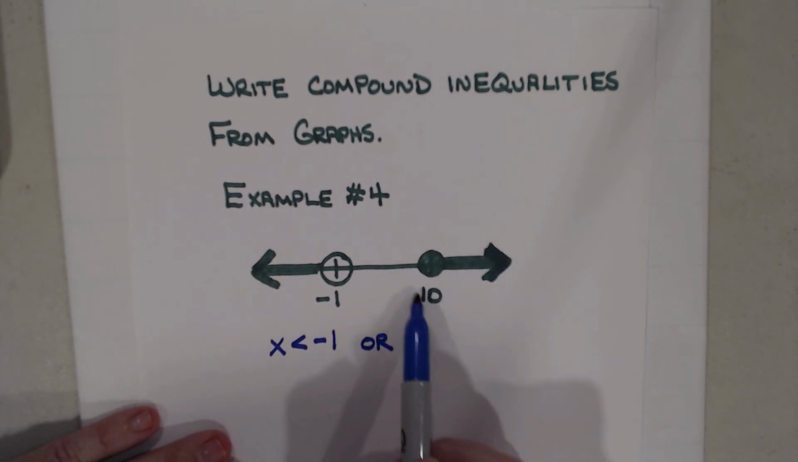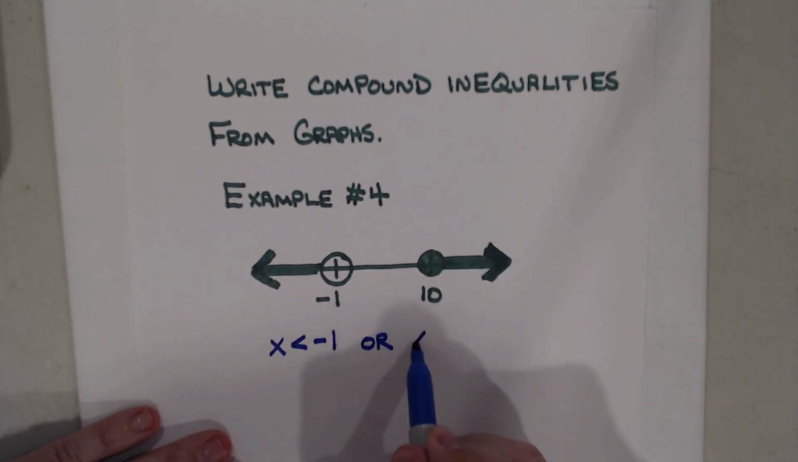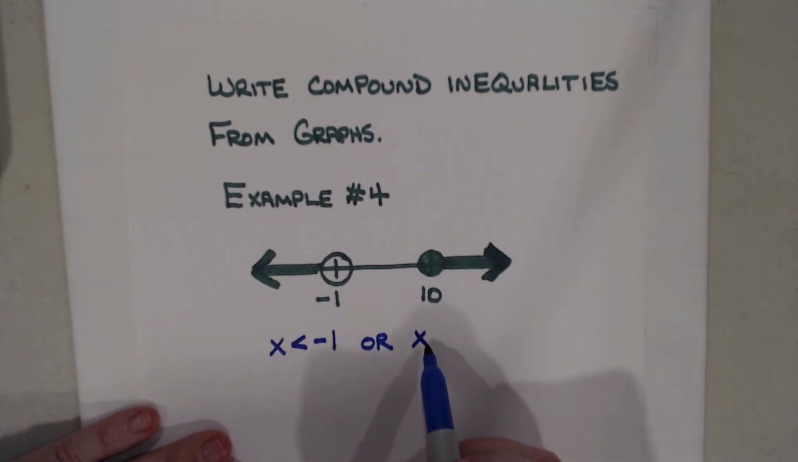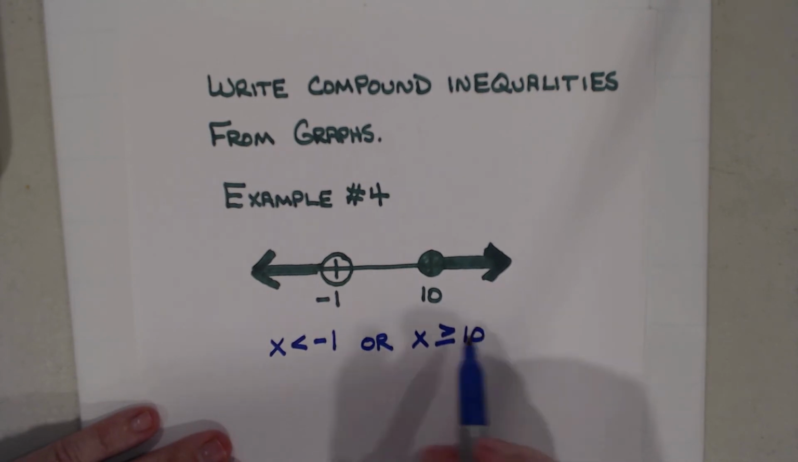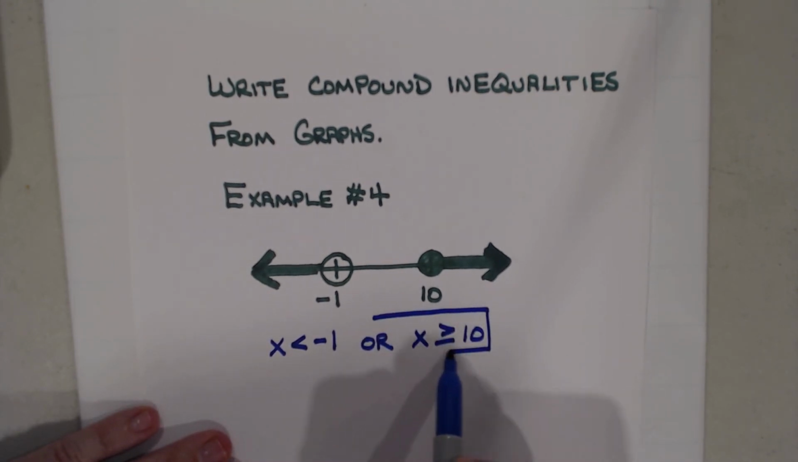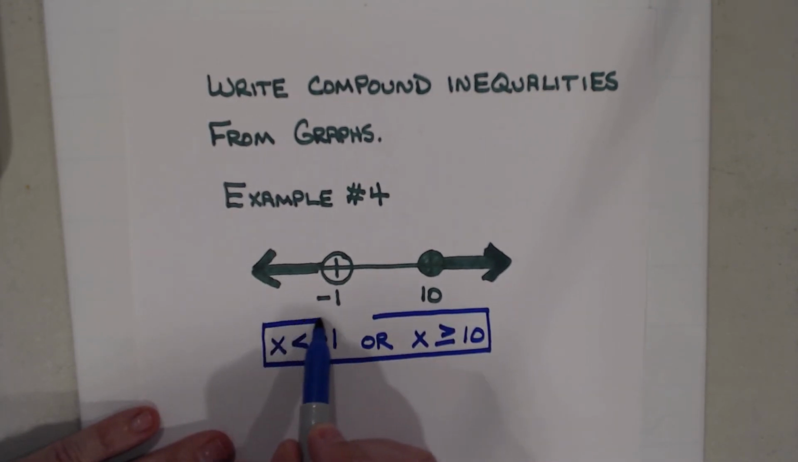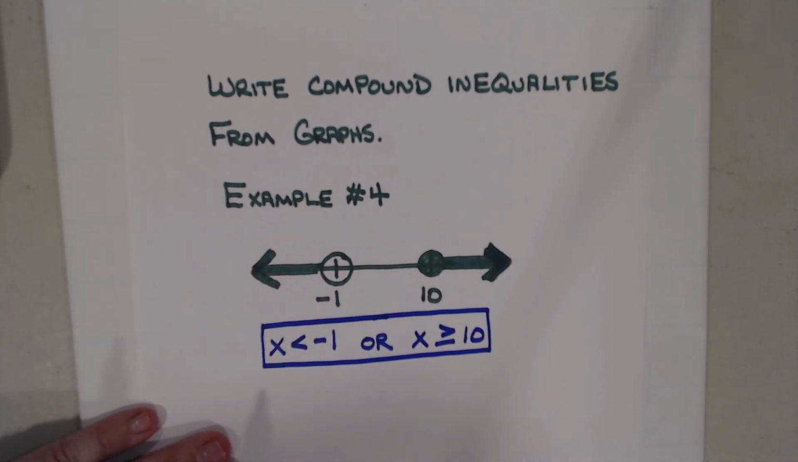Then I'll look at this part down here. All my answers, which is represented by X, are greater than or equal to, because it's shaded, 10. There's what the inequality looks like when you actually write the compound inequality.